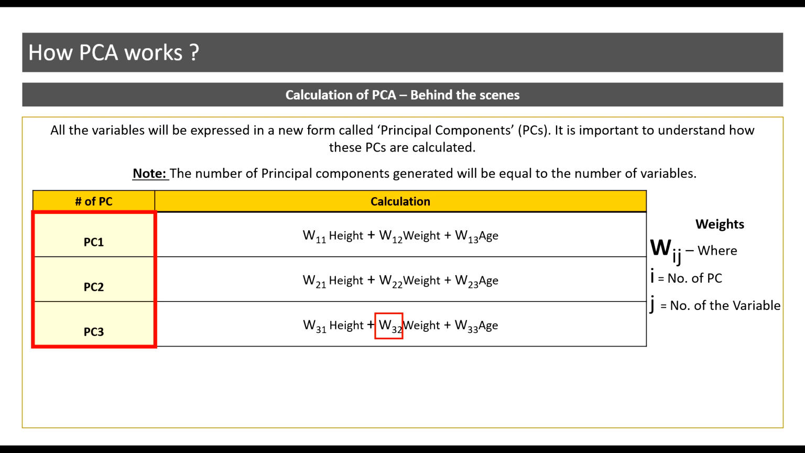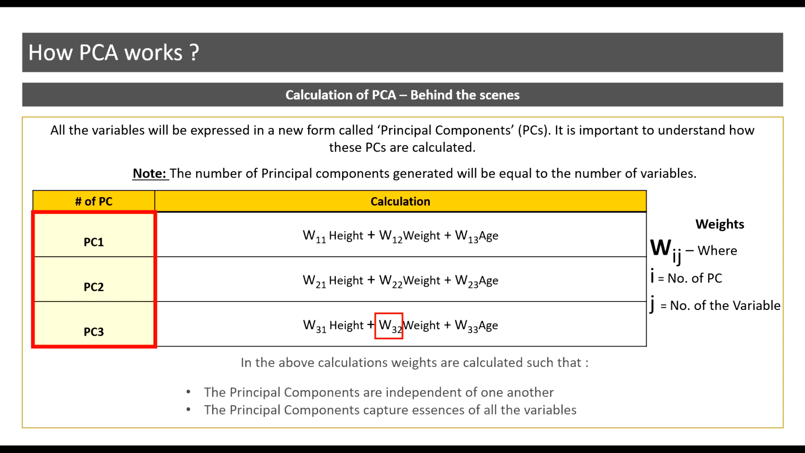Conclusively, a portion of height, weight, and age is loaded into each of these principal components, and the portion is determined by the weights. In these calculations, the weights are calculated such that the principal components are independent of one another. Recall, that was the aim of PCA, that is to convert linearly correlated variables into new uncorrelated variables.